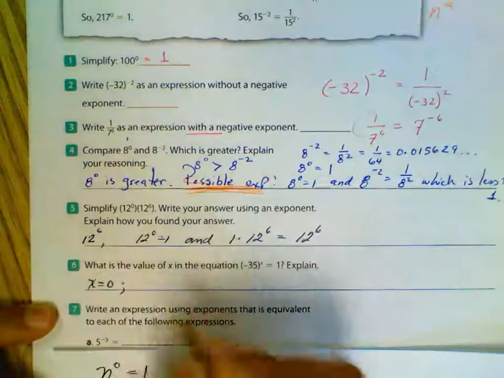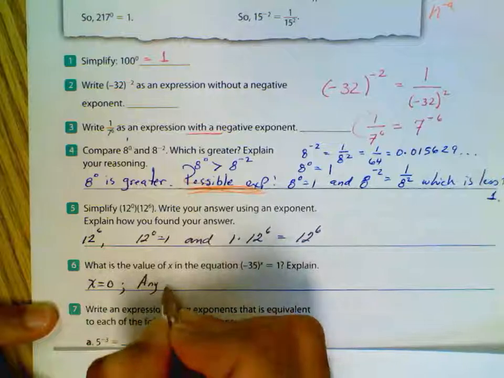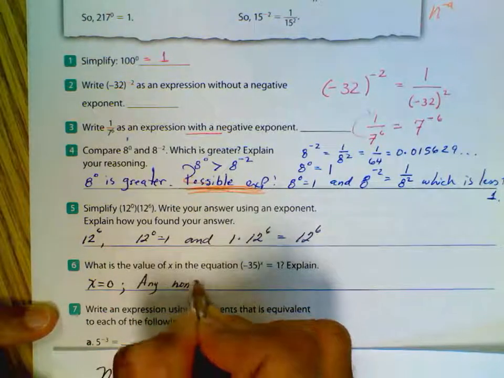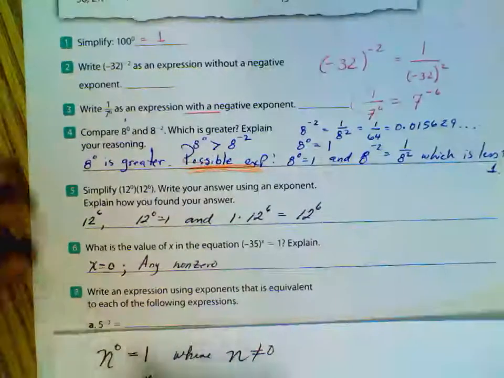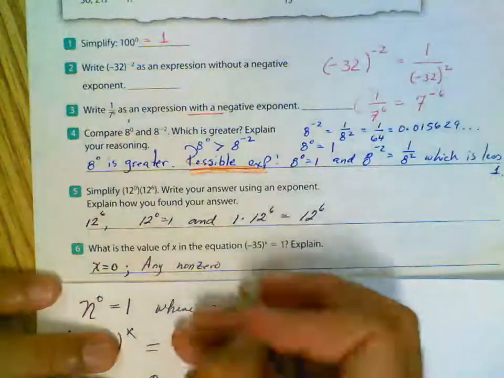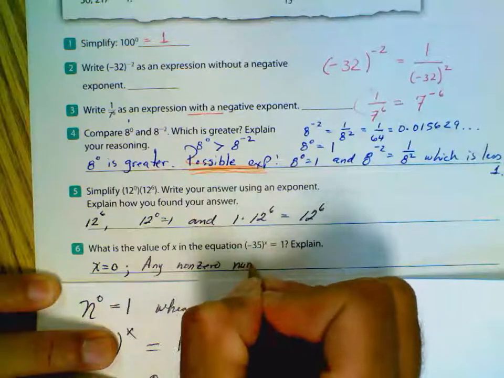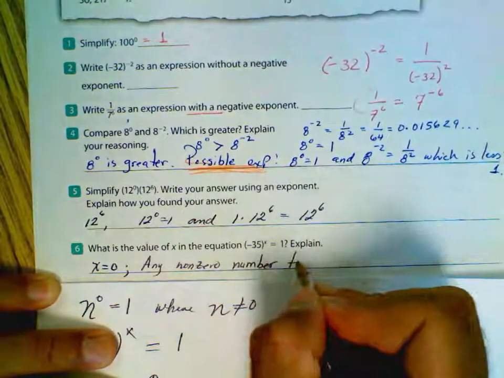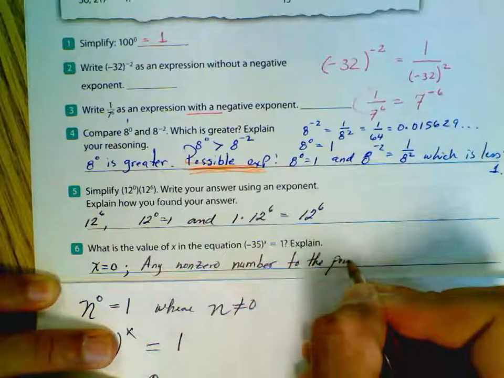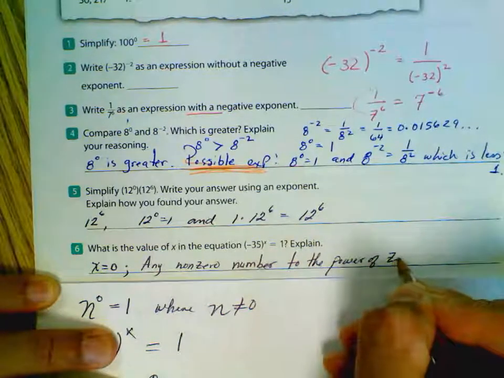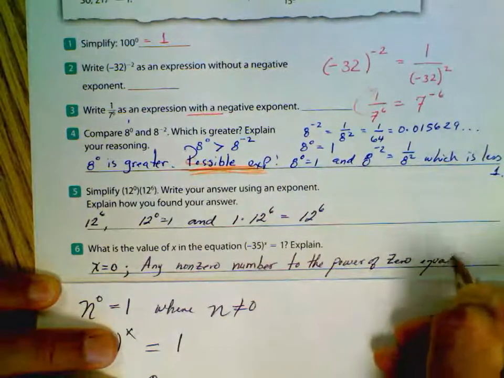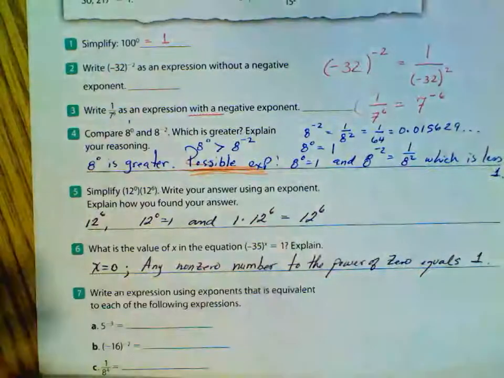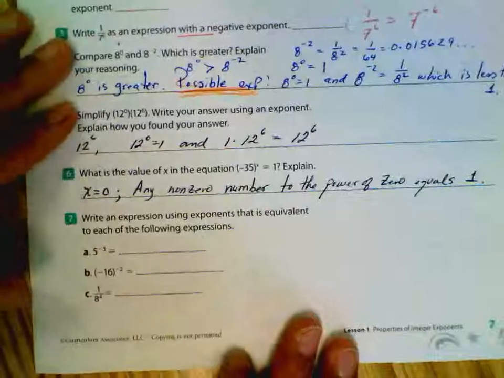So in this case, you have any non-zero number, remember that n cannot be 0, any non-zero number to the power of 0 equals 1. Okay? That's 1.